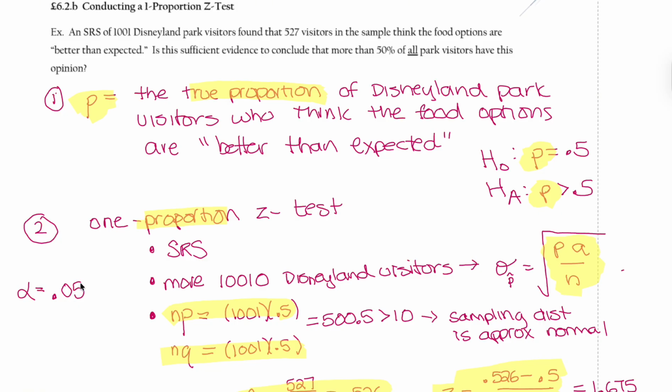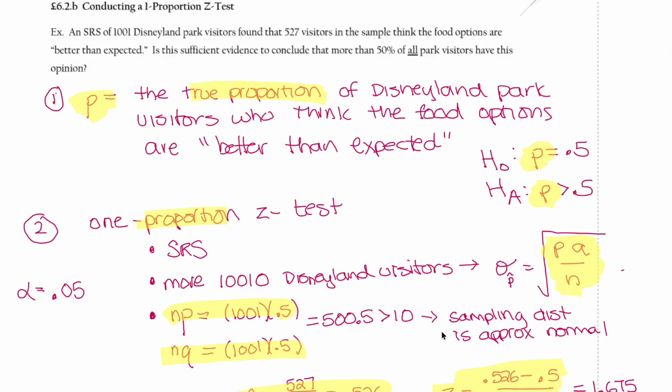And also state NP and NQ. NP is using your sample size times the p-value, and same thing as NQ. In both cases, they're going to give you the same value, which is 500.5, greater than 10. So then we can conclude the sampling distribution is approximately normal.